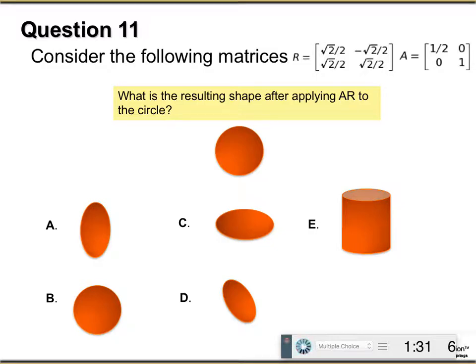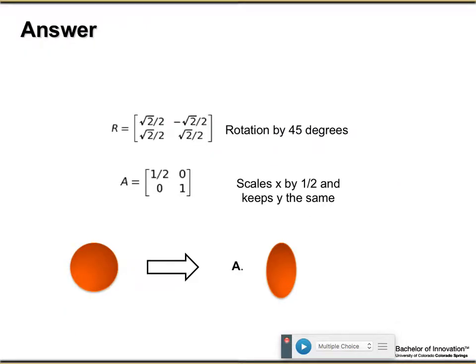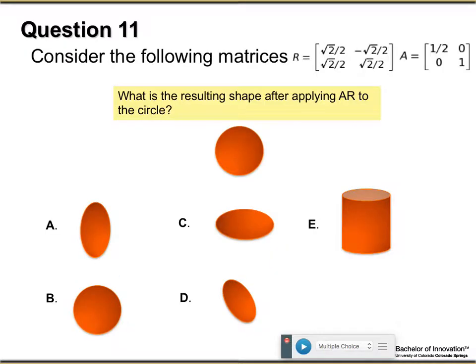Okay, so the correct answer to a question you've seen before was A. It is multiply A times R, times your shape, which means you apply R first and then A. So if I rotate a circle, I get a circle, then I stretch it.